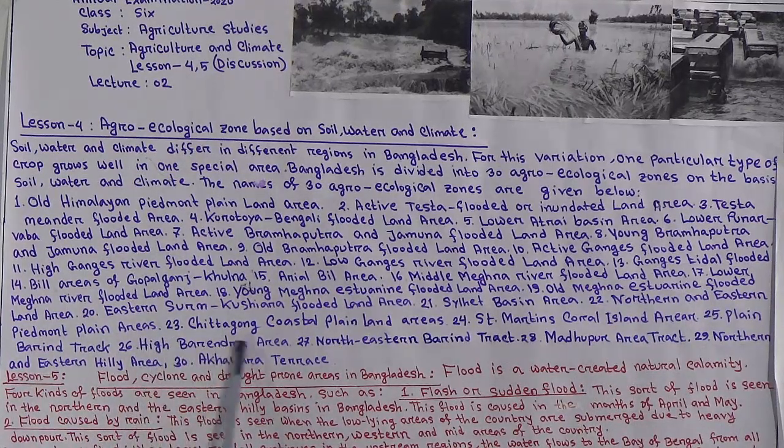In 23, Chittagong coastal plain areas. 24, Saint Martin's Coral Island area. 25, Plain Barind tract. 26, High Barind area. 27, Northeastern Barind tract. 28, Madhupur area tract and Northern and Eastern hilly area. And the last one is Akhaura Terrace. So these are 30 agro-ecological zones which are based on soil, water and climate. This classification has been divided on the basis of soil, culture, water and climate.